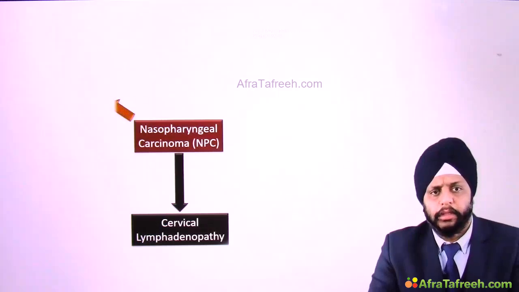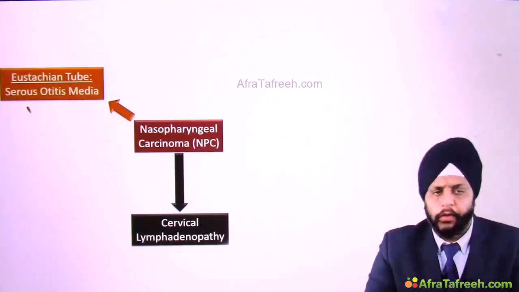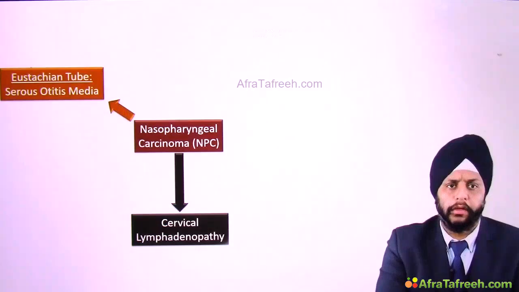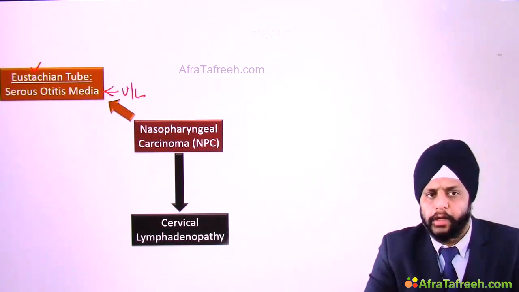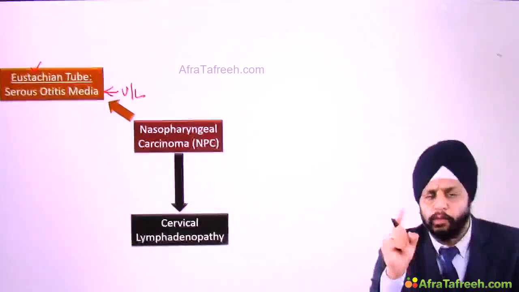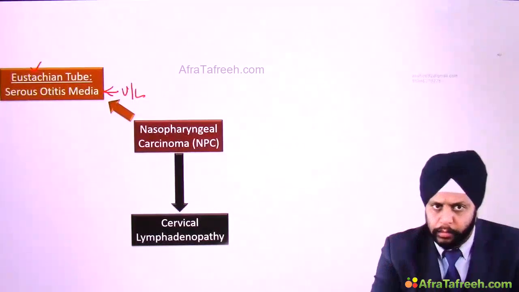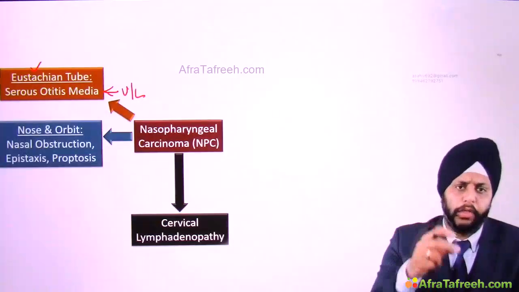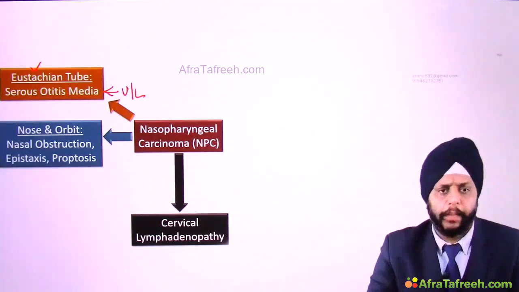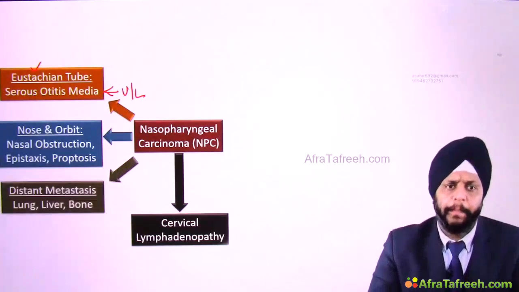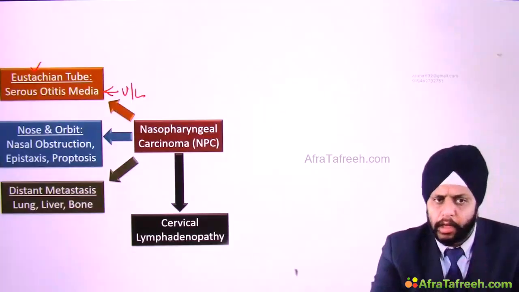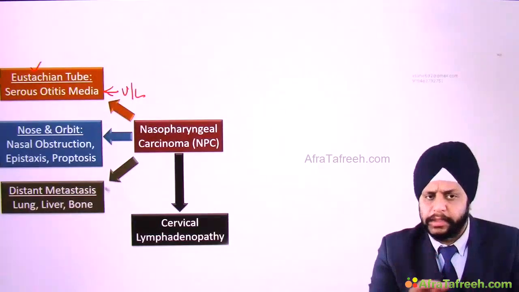What else can it do? It can go anteriorly. If it goes anteriorly, it can involve the eustachian tube. If it involves the eustachian tube, the patient will have unilateral serous otitis media. Remember, generally it involves one side eustachian tube. Okay, it can go into the nose and orbit, and can cause nasal obstruction, epistaxis, proptosis. It can also have distant metastasis into the lung, liver, bone, spine, etc.